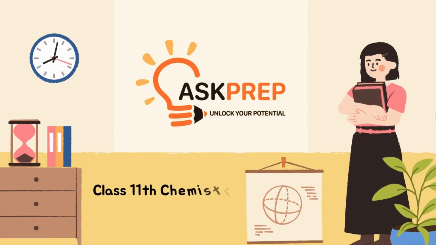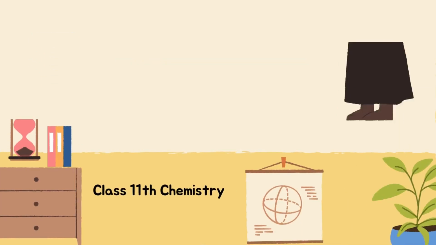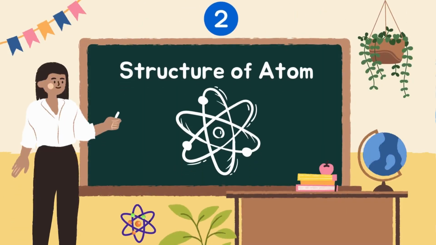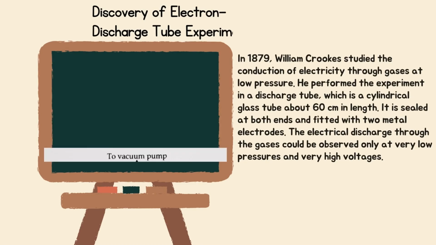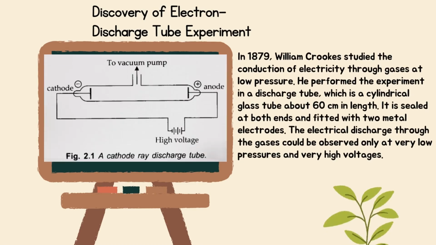In today's series on 11th grade chemistry, we will be studying chapter 2, Structure of Atoms in detail. Let's start the video. Discovery of electron, discharge tube experiment.